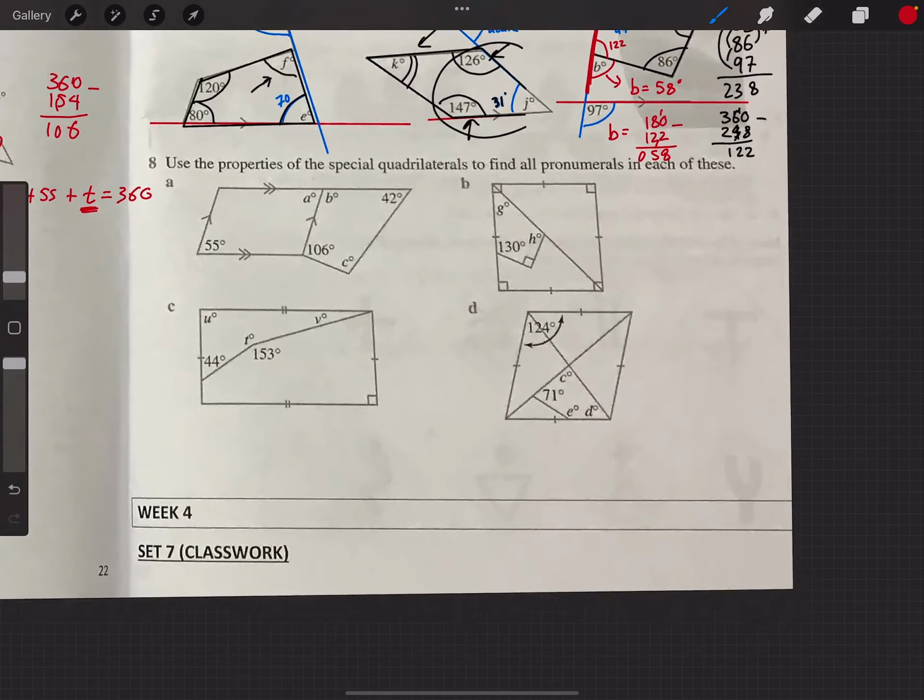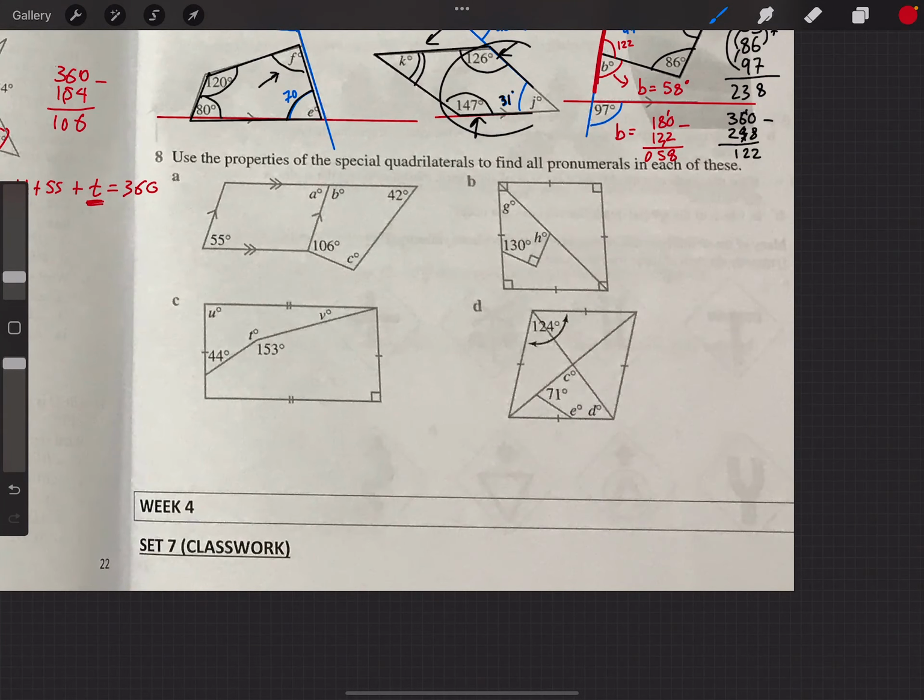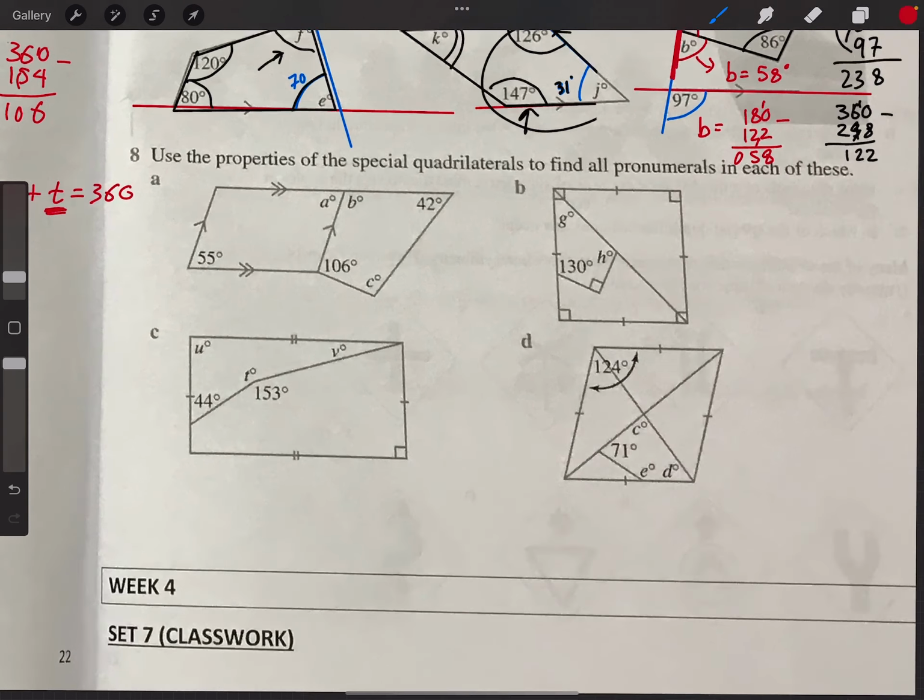Alright, let's look at question 8. Someone keeps calling me. Okay, put this on silent. Where is the silent? Here we go. All right. Next one, question 8.